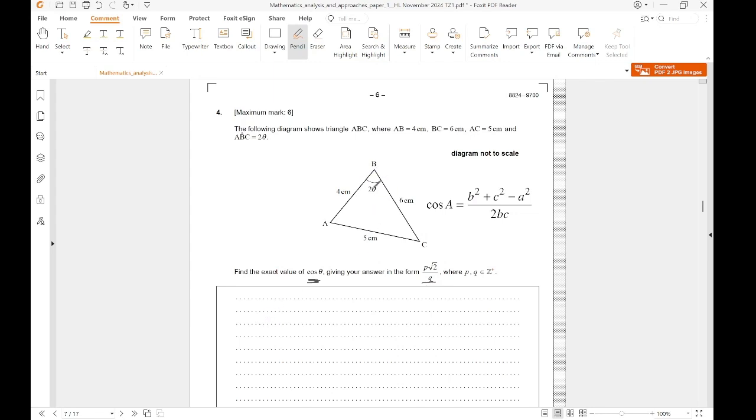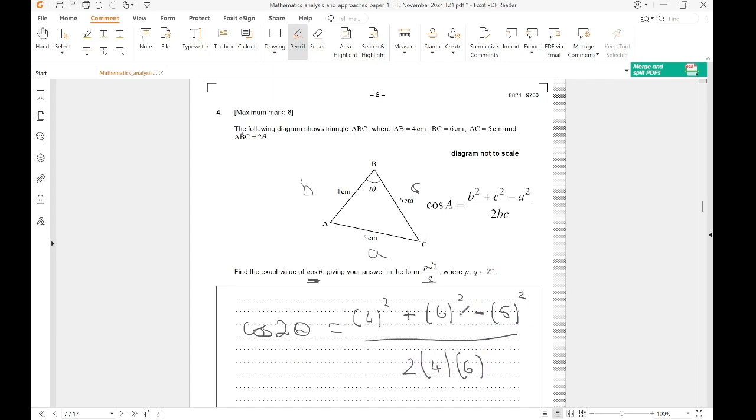So right now they've given us 2 theta, so we do not change the value that they've given us. You can if you want to, but this is how I would do it. So cosine 2 theta is equal to, so we plug in our values. B we've taken as this, so 4 squared, plus C, this is our C, 6 squared, minus A squared, this is our A, so 5 squared, over 2 times 4 times 6, yes?